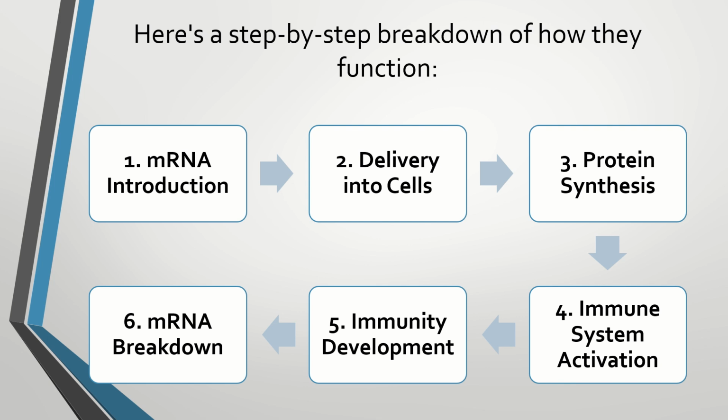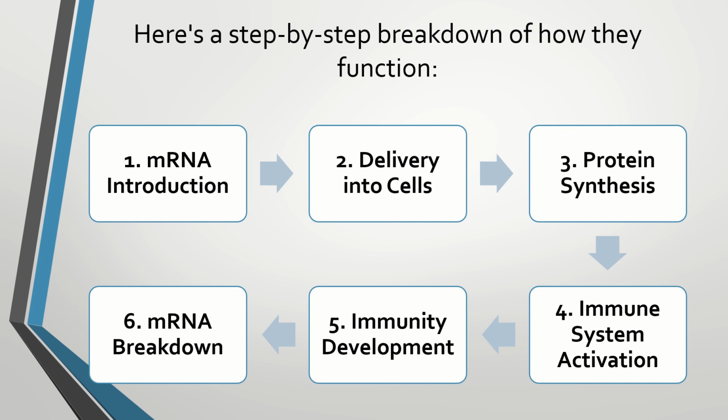After the production of that protein, the body recognizes that there is a foreign particle in the system. Here it is immune system activation. After recognizing the foreign protein, the immune system is activated. Here the B cells start producing antibodies, and the T cells are also activated so that they can destroy those foreign proteins.